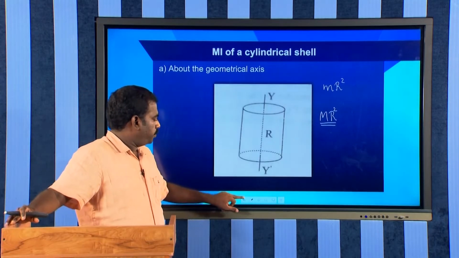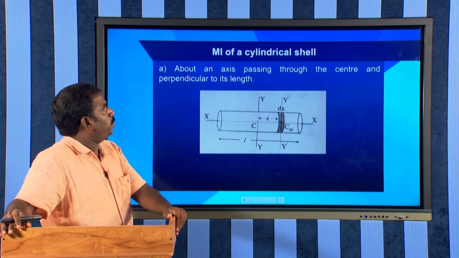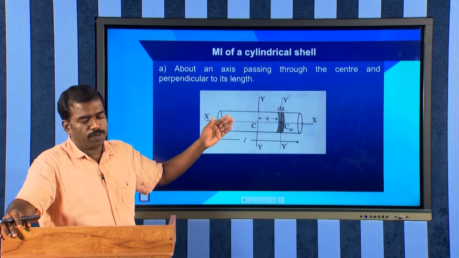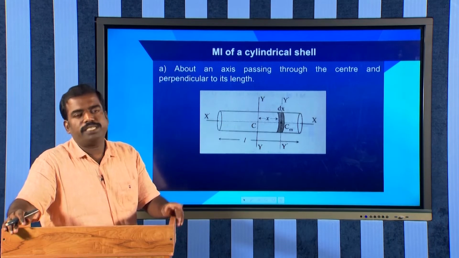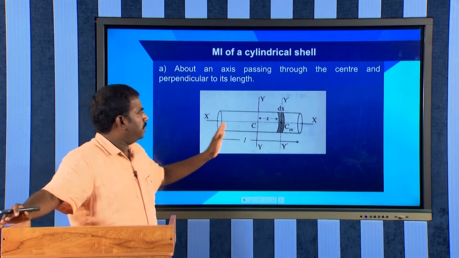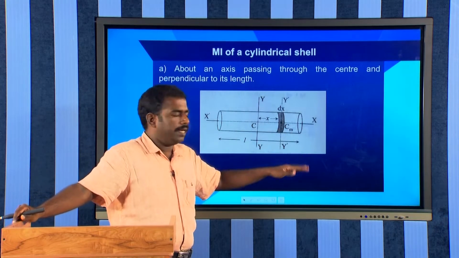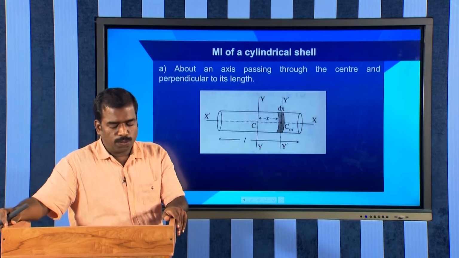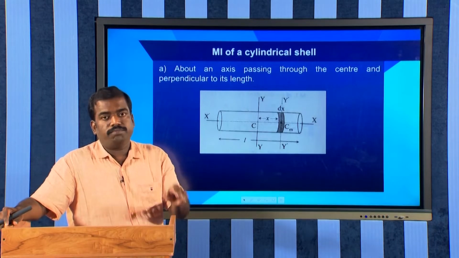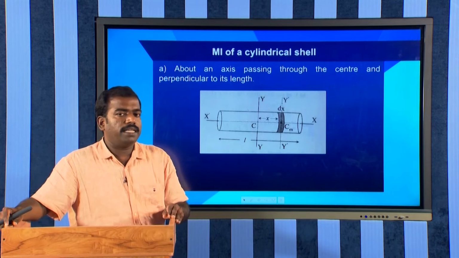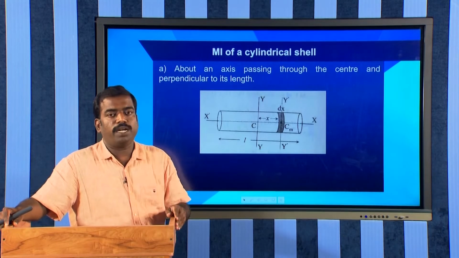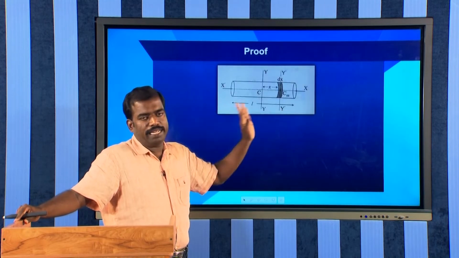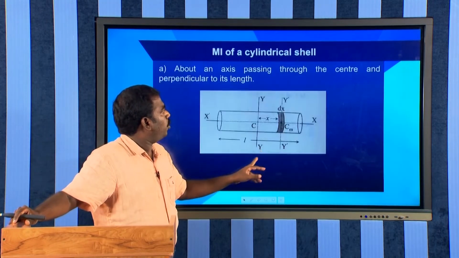Second, we are finding the moment of inertia of the same cylindrical shell about an axis passing through its center and perpendicular to its length. The same steps. Here also we are considering a cylindrical shell of length L, radius R. Here instead of the disc, we are considering a ring, or we are just imagining that the shell is made up of a large number of rings. Here we are considering a ring of thickness dx, which is at a distance of x.